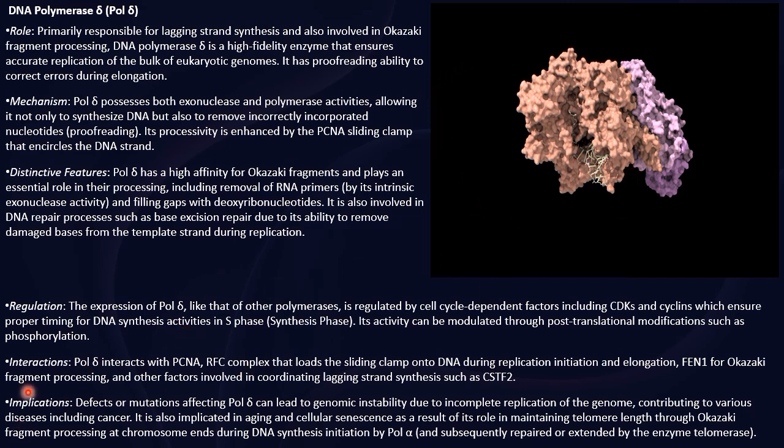Now comes the interaction. DNA pol delta interacts primarily with PCNA in order to increase its processivity. Then the RFC complex loads the sliding clamp onto the DNA during the initiation and elongation steps. Then comes FEN1, that is flap endonuclease 1, which interacts with polymerase delta in order to remove any RNA primers or RNA primer flaps generated during the replication process, which we will discuss a bit later in this video. And there are other factors involved in coordinating lagging strand synthesis.